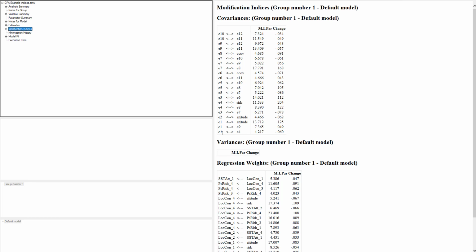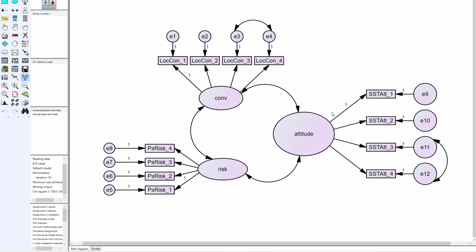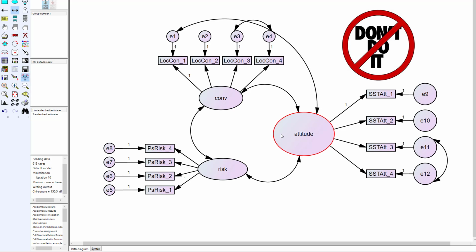You'll also see with E1, for instance, it says E1 would change your chi-square value of 13 if you actually correlated it with attitude itself. So it's suggesting that we correlate E1 with attitude. I'll tell you, that is an impermissible correlation. You cannot correlate an error term of a measurement item with a completely different construct that's unobservable. That's impermissible to do.